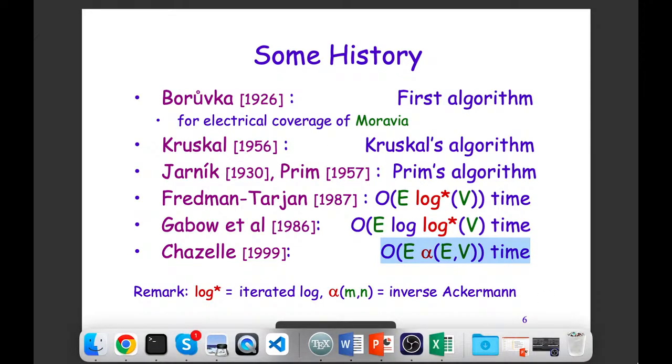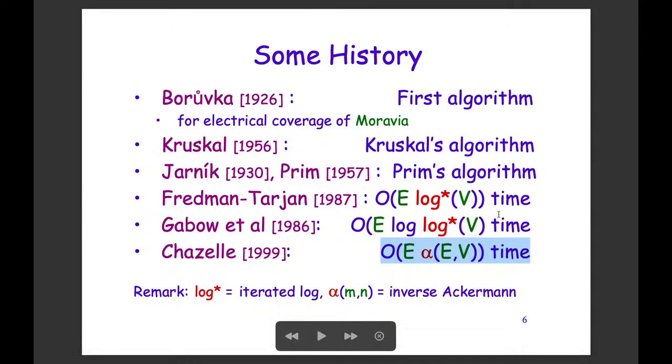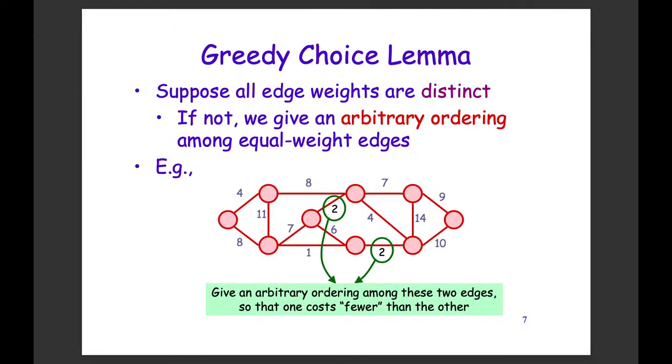Okay. So all these algorithms, Kruskal, Prim, and Borůvka, are based on the same observation, which we call the greedy choice lemma here. Now, before we move on, let us make an assumption. We assume that all the edge weights in the graph are all different.